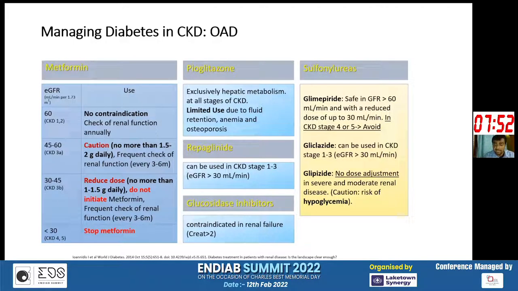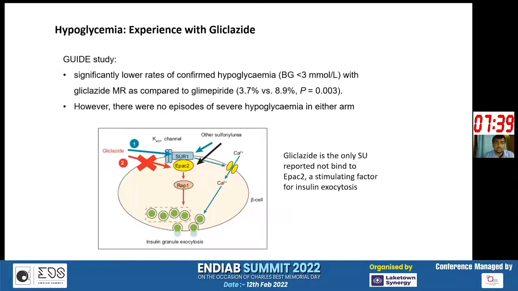And coming to glipizide, generally no dose adjustment is needed. However, it can still cause a risk of hypoglycemia, so it is better to avoid it if eGFR goes below 30. So the experience with glipizide, as I have already told, there were significantly lower risks of confirmed hypoglycemia with glipizide as compared to glimepiride. And probably it is because it's the only sulfonylurea reported not to bind to EPAC2, which is a stimulating factor for insulin exocytosis and release.